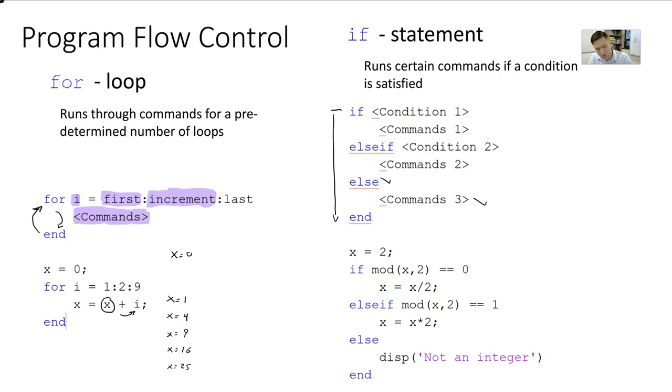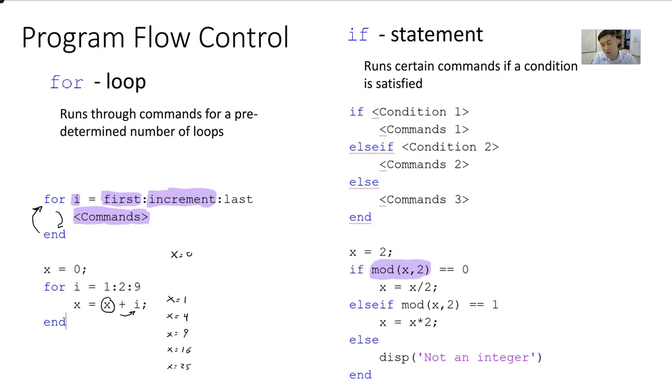So let's take a look at the example we have below. What we're looking at here is we're saying, okay, x is equal to 2 initially. And so we have this function mod, which is short for modulo. Basically this is a function that returns the remainder of something when it's divided by something else. So in this case we're saying, okay, is x divided by 2, what's the remainder of that? If the remainder of that is 0, then that's our first condition.